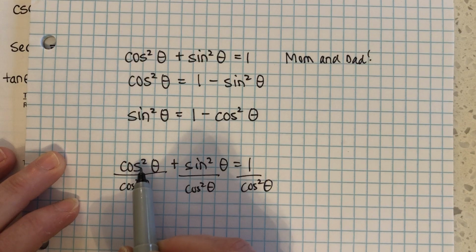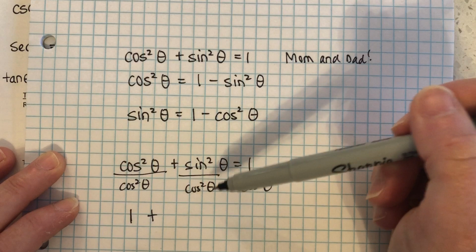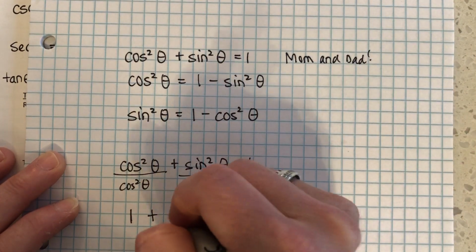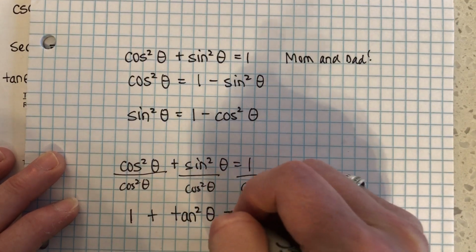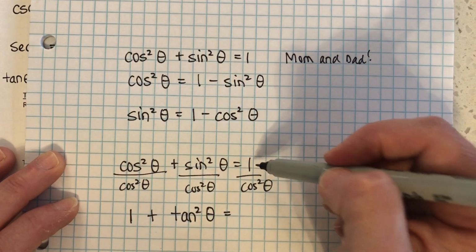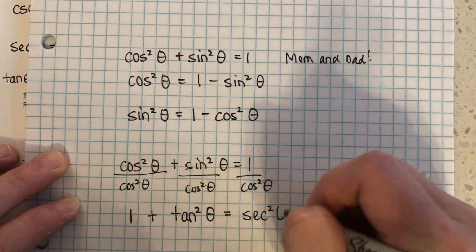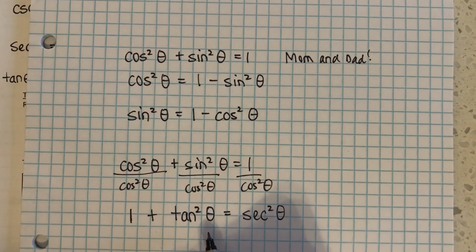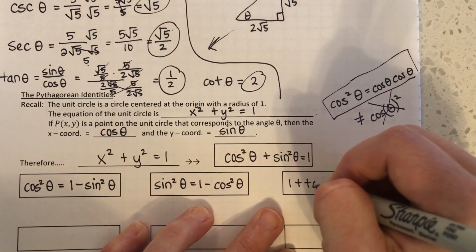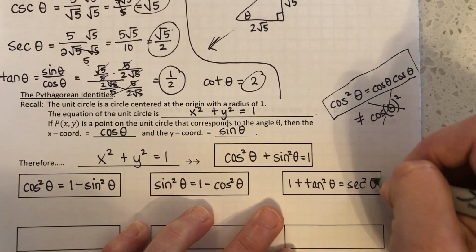Well, cosine squared theta divided by itself would be 1. Plus, well, if this was sine over cosine, what would that have been? It would have been tangent. Since they're both squared, it becomes tangent squared theta equals, well, if this was 1 over cosine, that would have been secant. Since it's 1 over cosine squared, it's going to be secant squared theta. And that's another one of your identities, okay? So write that one down. So 1 plus tangent squared theta equals secant squared theta, okay?